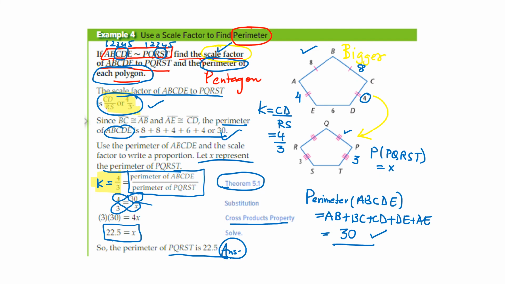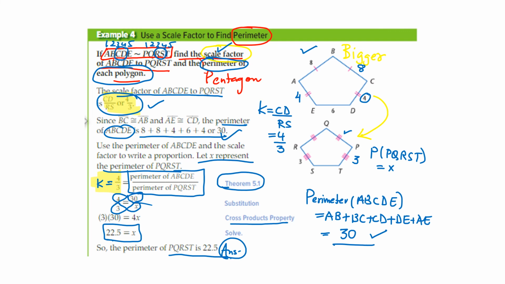Now we are going to apply the perimeter theorem to a scale factor and solve the question. So you are given two pentagons, A, B, C, D, E and P, Q, R, S, T. If you see carefully, it is given to you that they are similar. So therefore, the ratio of their sides will be proportional to the scale factor. Also, the ratio of the perimeters will be equal to the scale factor. So let's find the scale factor. If I take side CD, then according to CD, RS is going to be the proportional side. So CD divided by RS is equal to 4 divided by 3, which is the scale factor.